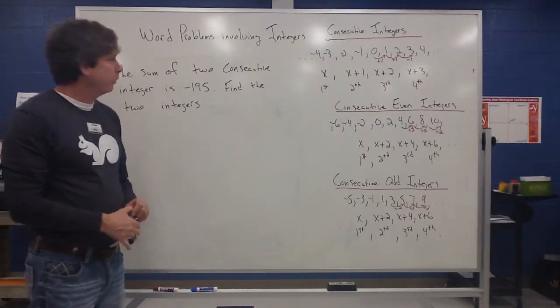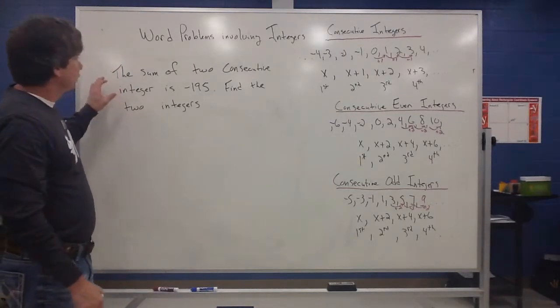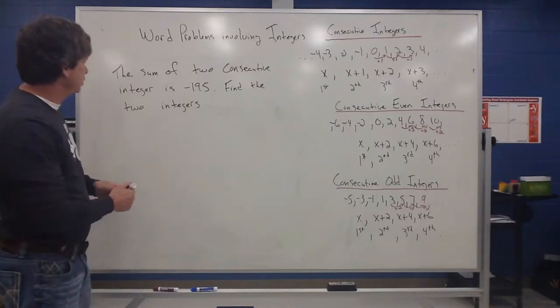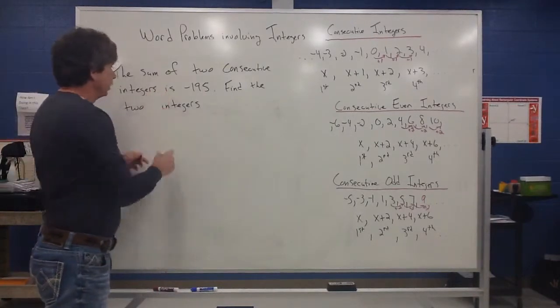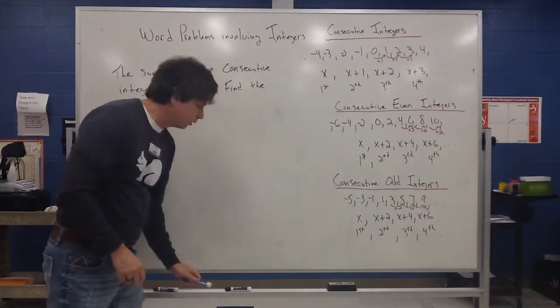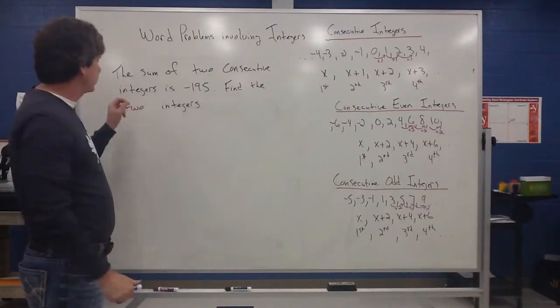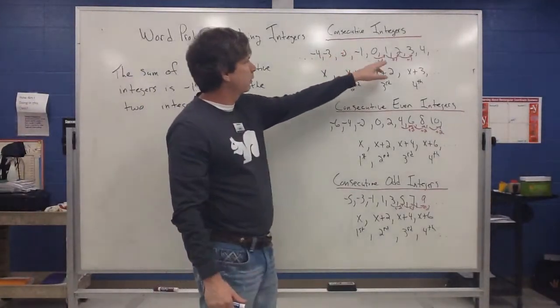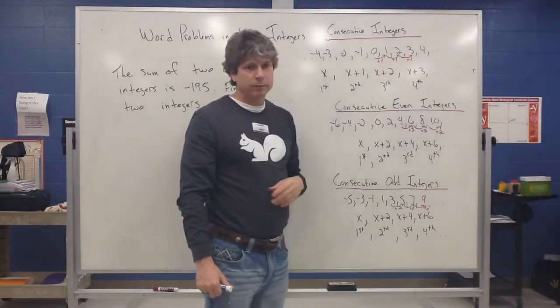So let's look at this example. The sum of two consecutive integers is negative 195. Find the two integers. Notice how it says consecutive integers. So we're talking about this pattern up here, where they're one after another.